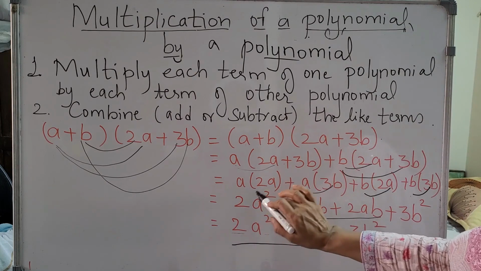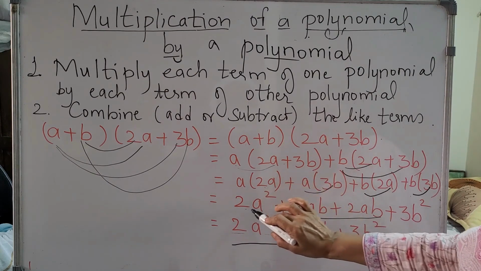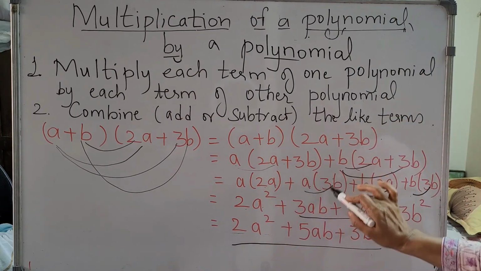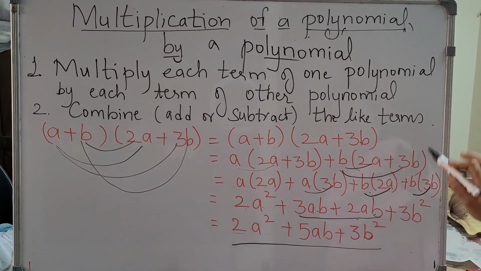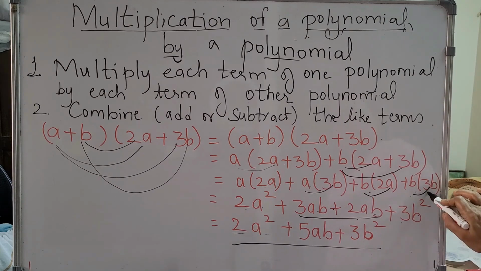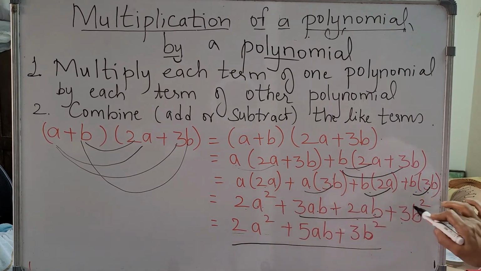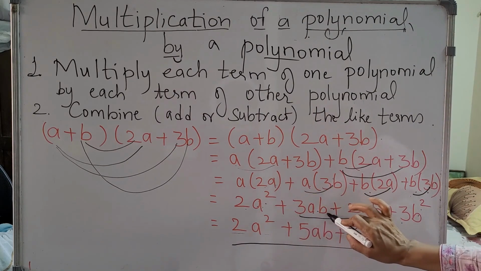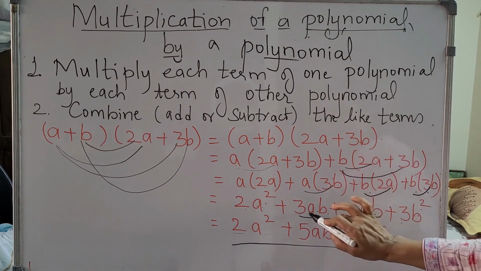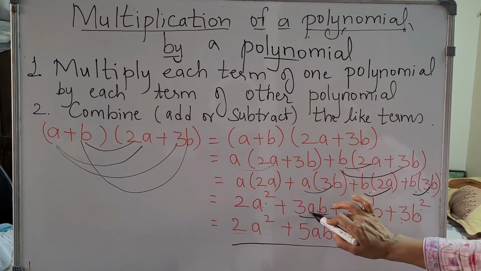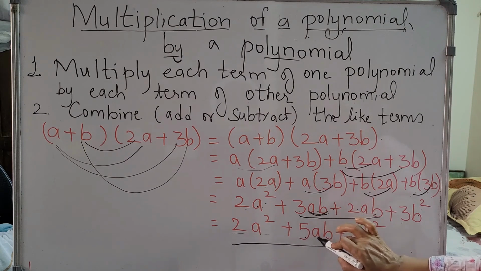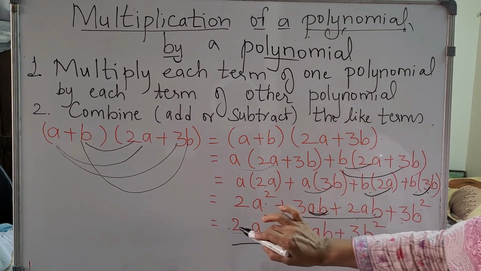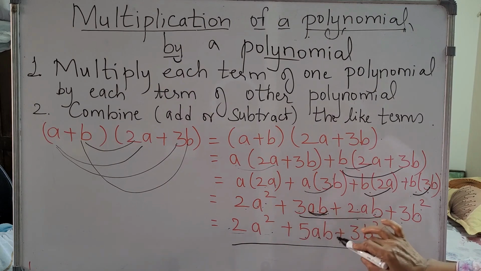Now when you have multiplied, a into 2a is 2a square. A into 3b is 3ab. B into 2a is 2ab. B into 3b is 3b square. Now a square and b square are different, but 3ab and 2ab have the same term ab, so they can be added. 3 plus 2 is 5ab. So it can be written as 2a square plus 5ab plus 3b square.